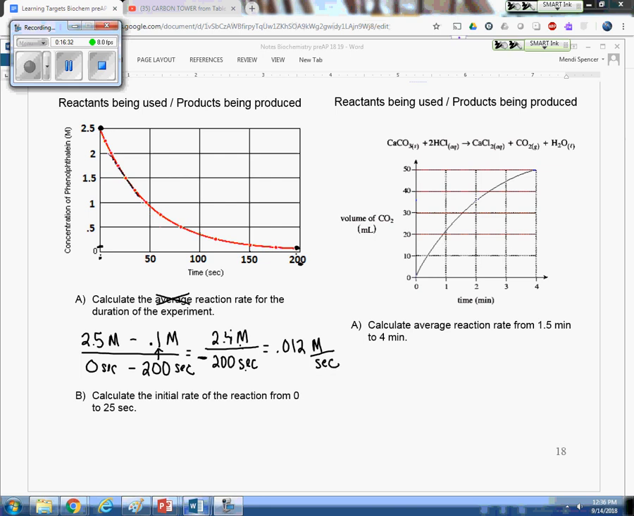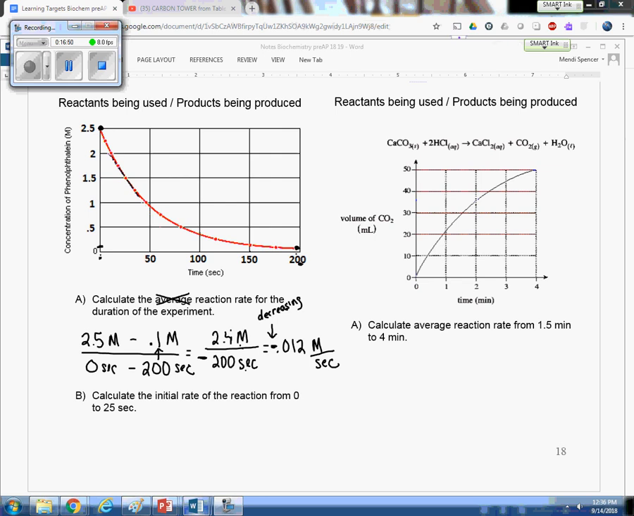Now, don't forget that negative. It's important. We're going to put that negative in there because when you divide a positive by a negative, there's going to be a negative number. And that negative just simply means that something is decreasing. And as you can tell, it's the reactant. It's decreasing, so it's going to have a negative number because that slope is negative. Let's go on to the next one.